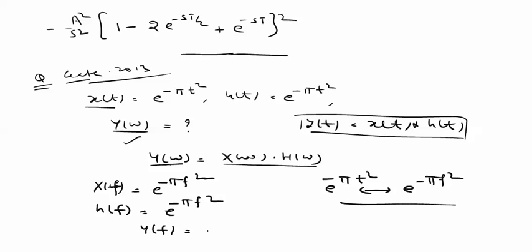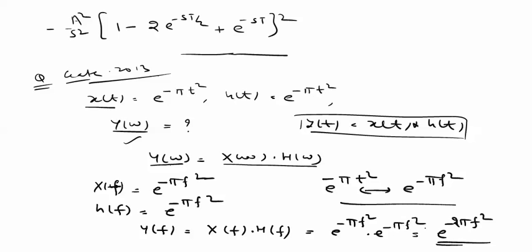Y(f) equals X(f) times H(f), multiplication between these two. If we multiply these two terms, e power minus 2 pi f square will be the answer. One more question we will take.